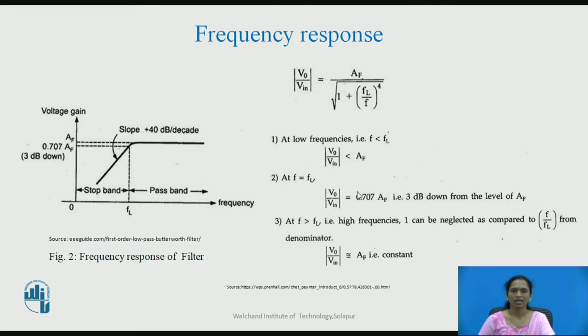We can conclude that the gain will be less than AF when the frequency is less than the lower cutoff frequency. The gain is equal to 0.707 times AF when the frequency is equal to the lower cutoff frequency, and when the frequency exceeds FL, that is all higher frequencies, the value of gain is almost constant, equal to AF. These are the conclusions from the frequency response shown in figure 2.